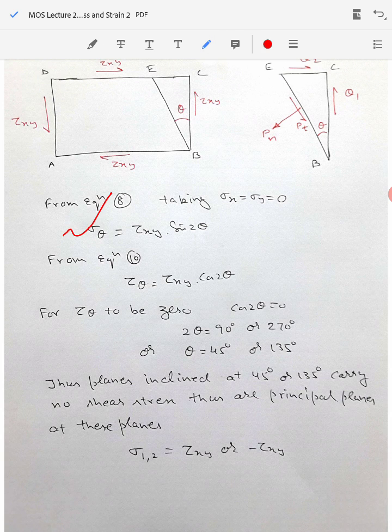And if you substitute theta equal to 45 degrees, you will get sigma 1 as tau xy, and if you substitute 135 degrees, you will get sigma 2 as minus tau xy. So the principal stress value will be equal to the applied shear stress value in this case.